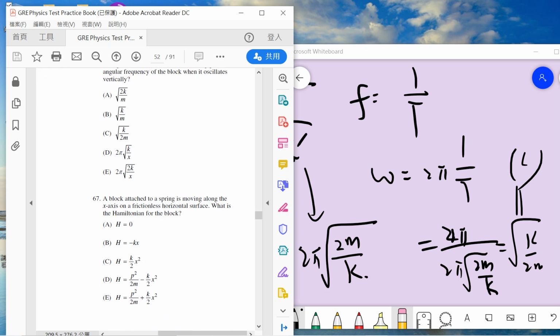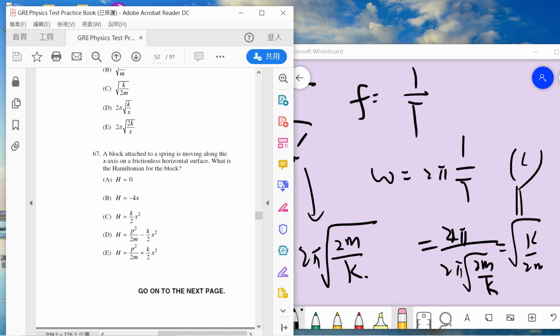Nice. Okay, 67. Very easy. The Hamiltonian is the kinetic energy plus the potential energy. So the answer is E.